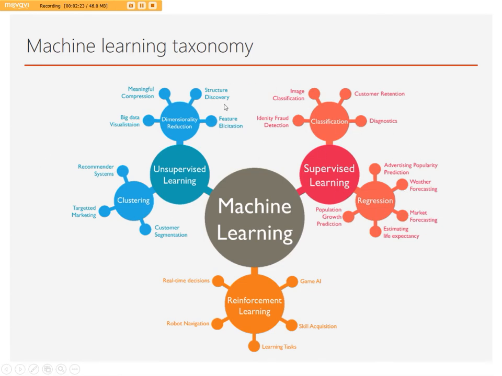But in unsupervised learning, you do not have labels. So you just have a data set, but you're not quite sure of what the label is. You actually do not know what the label is. And you're supposed to uncover the information hidden inside that data set. So things like structure discovery, very, very important.